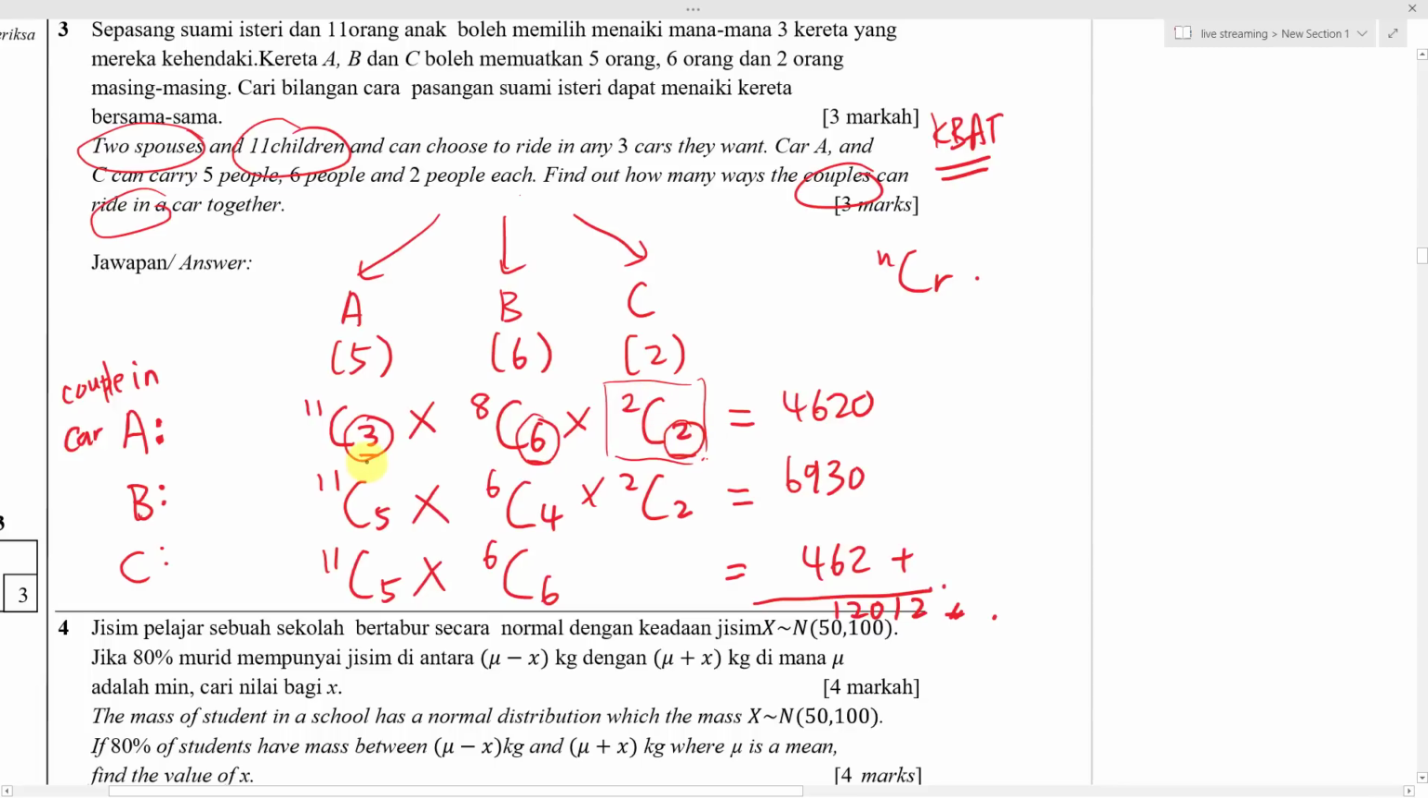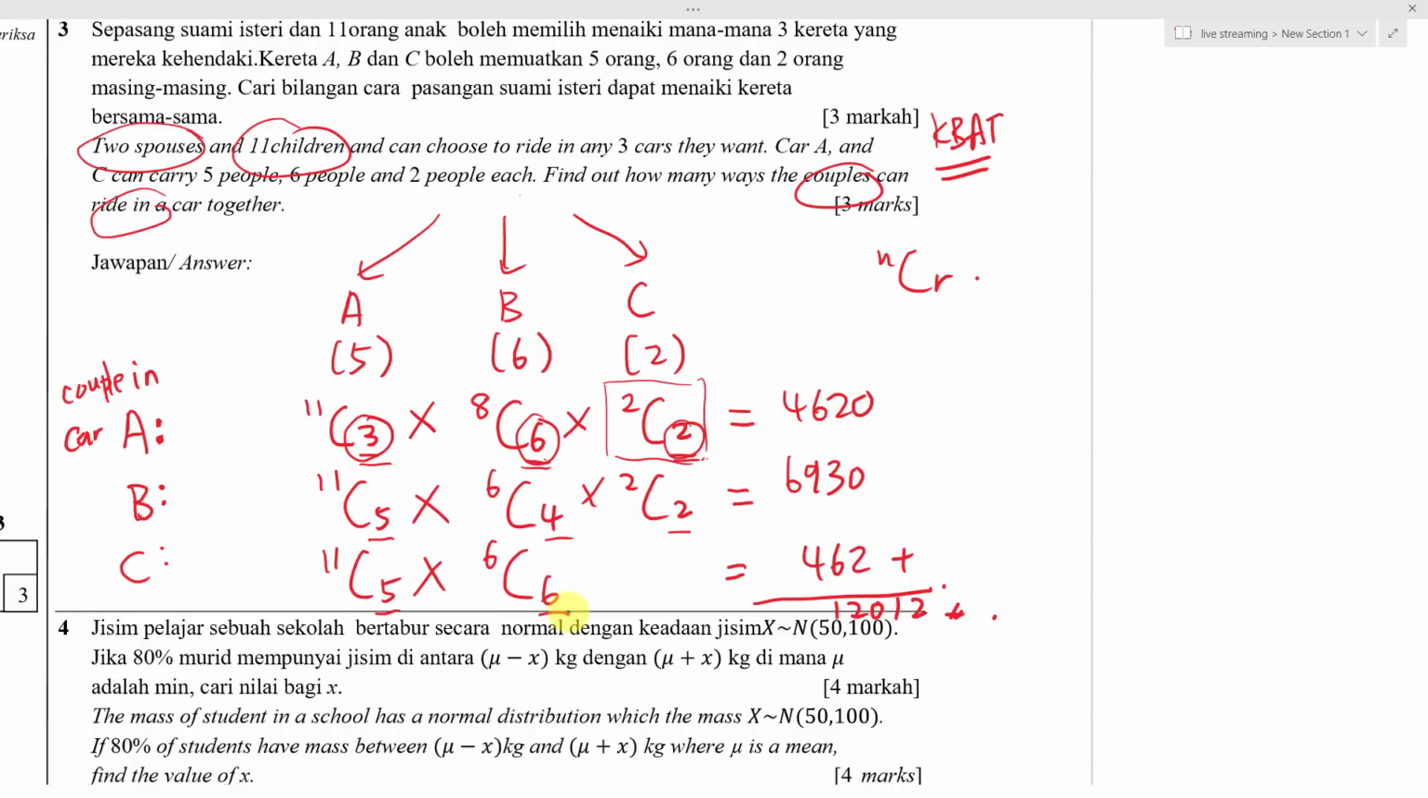You can check my values here. All added together must always equal 11. You can see 3 plus 6 plus 2 is 11, 5 plus 4 plus 2 is 11, and 5 plus 6 is 11. This is how I allocate the 11 children into 3 different cars. Because the couple can move around, the couple can be in car A, car B, or car C.